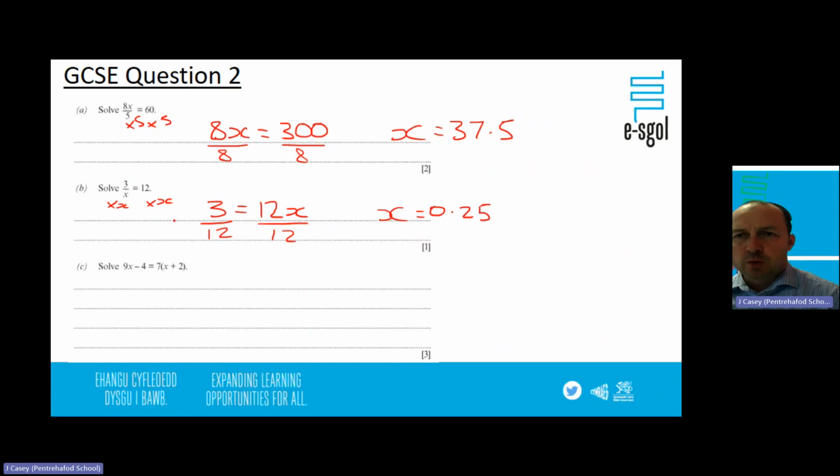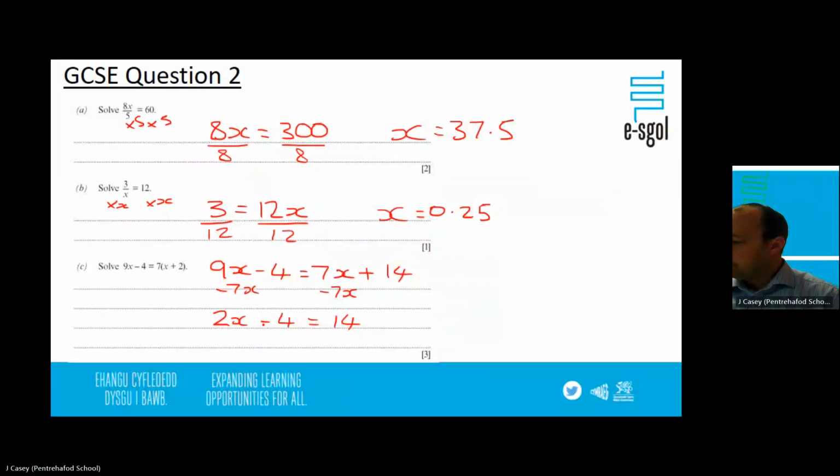And then this one is quite standard, very similar to the sort of ones we did earlier. I'm going to write out this 9x minus 4. I'm definitely going to be struggling for space with this one. And then 7 times x, and then 7 times 2. I think I'm going to take away 7x on both sides, because I don't want x's on both sides. I just want x's on the left-hand side. So that gives me 2x minus 4 equals 14.